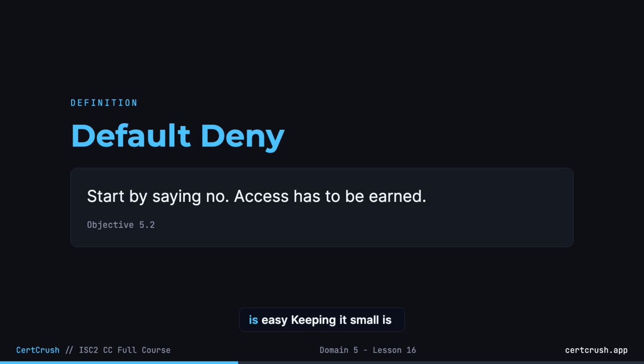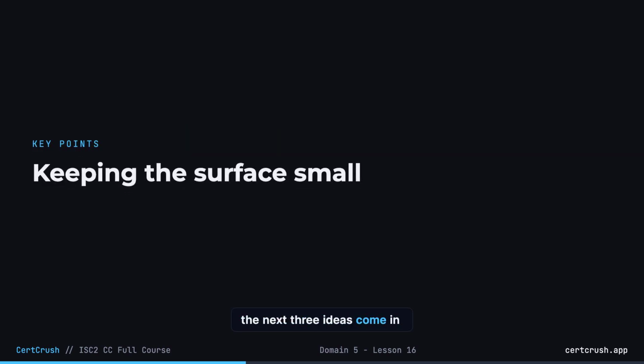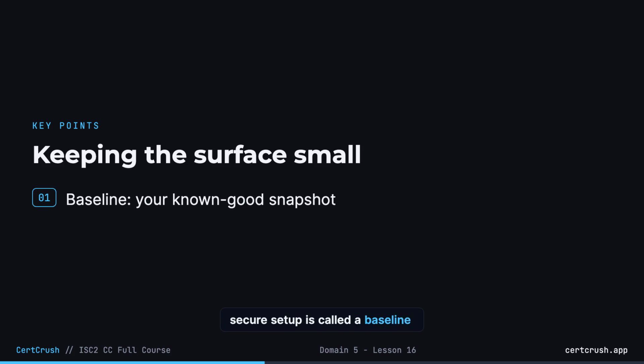Shrinking the surface once is easy. Keeping it small is the hard part. And that's where the next 3 ideas come in. Configuration management. Once you have hardened a system just the way you want it, you write that known good state down. That documented, approved, secure setup is called a baseline. Here is a second anchor for you. A baseline is a photo of known good. If a system ever drifts away from that photo, you can spot it and pull it back. Roll the same baseline out to 100 machines, and everyone starts life hardened the same way.